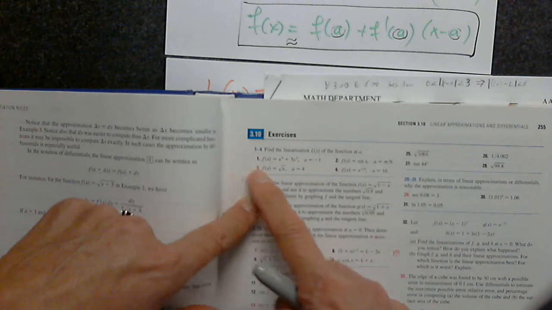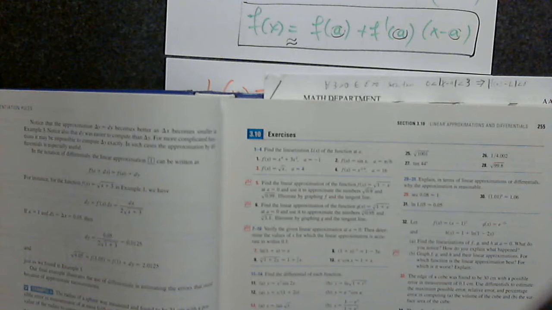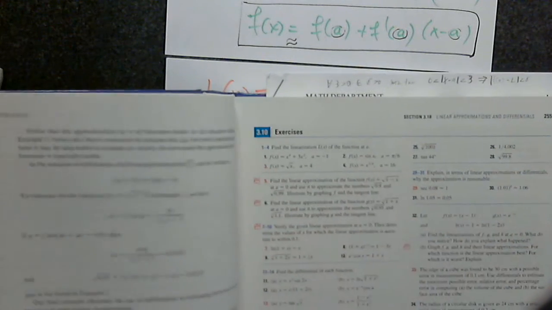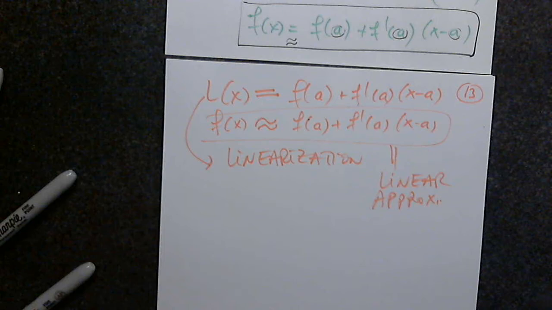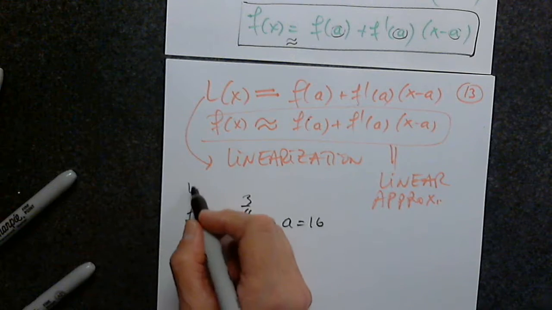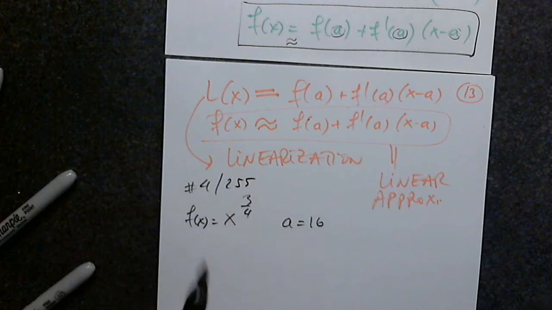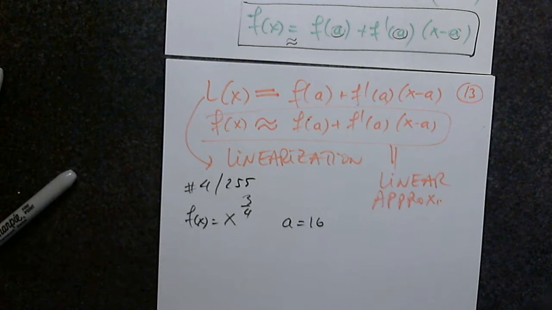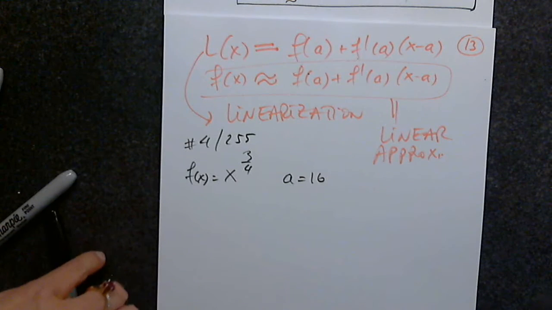So choose any function. One, two, three, four. Which one? 4 it is. So that's x to the 3/4. A is 16. So this is problem 4 on the same 255. Ready? So we're asked to find the linearization.